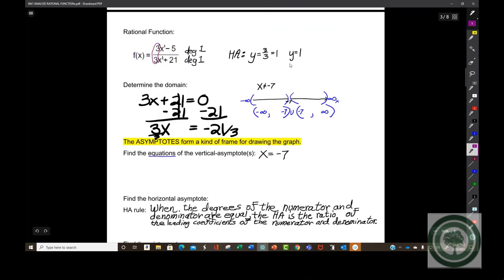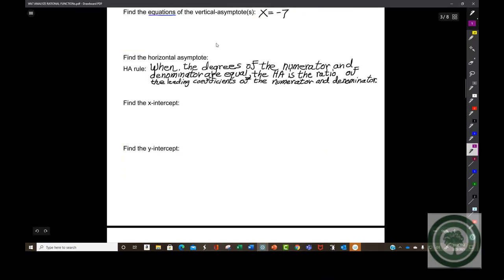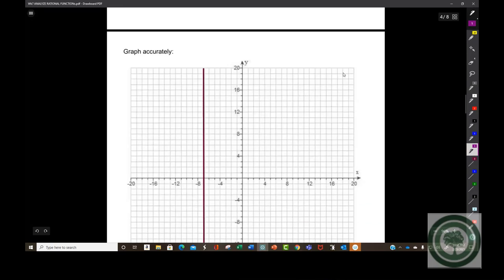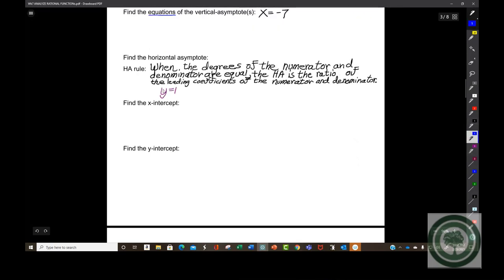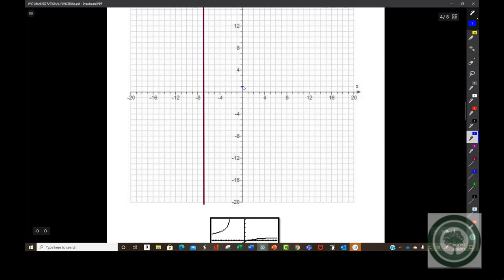So what does that mean? That means since the horizontal asymptote is a horizontal line, its equation is going to be y equals a number. And here, the number is 1. So y equals 1. Let's make it blue. Y equals 1. Well, 1 is here. Y equals 1 is here. So that means we're going to have our horizontal asymptote being the horizontal line y equals 1.